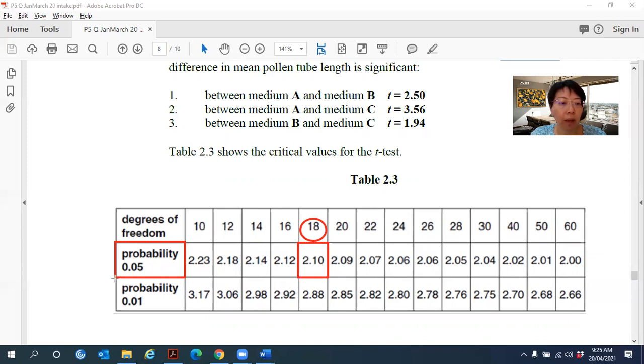Whereas if you look at probability 0.01, that means they're giving you the critical t value at the probability of 1%. The one that we officially will use for biology is the rejection zone at 5%. So this is our critical t value. You take the critical t value and compare it with these three t values to make your conclusion. So the next question is asking you to make a conclusion.